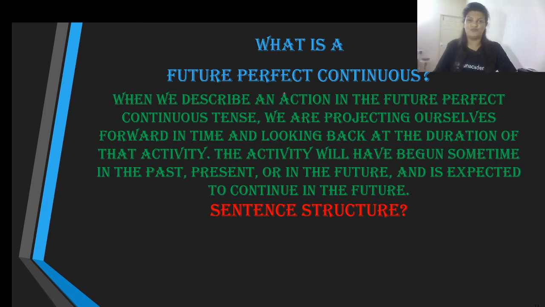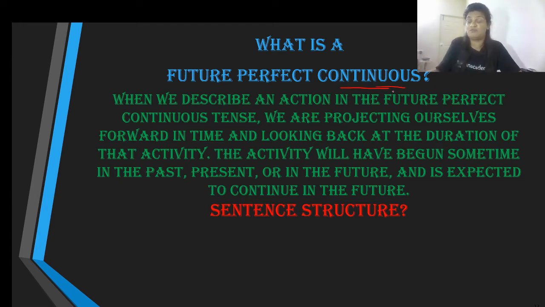Well, what is future perfect continuous? When do we actually use this future perfect continuous? Let me read out the explanation or the definition. When we describe an action in the future perfect continuous tense, which is also referred to as progressive tense, we are in fact projecting ourselves forward in time and looking back at the duration of that activity. The activity will have begun sometime in the past or present or in the future as well, and is expected to continue in the future because we have the word continuous.